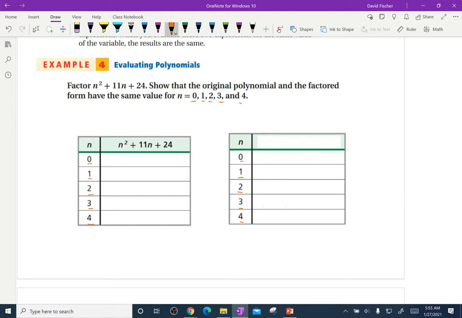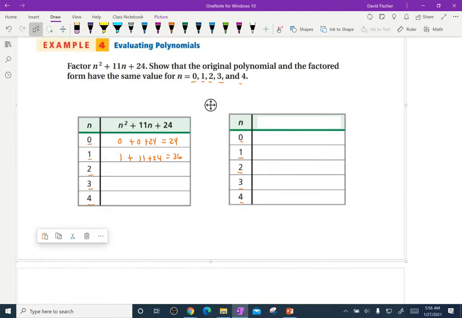So if I did this right now, this trinomial, and I put 0 in, 0 squared would be 0. 0 times 11 would be another 0 plus 24 equals 24. Now if I put a 1 in, mental math, 1 times 1 is 1. 1 times 11 is 11 plus 24. Now I add those guys up real quick. 24, 35, 36 is what I think I'm getting. I get 36.